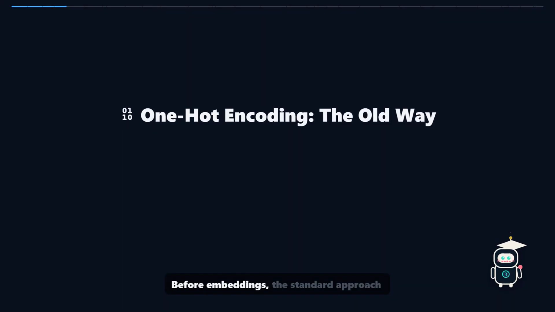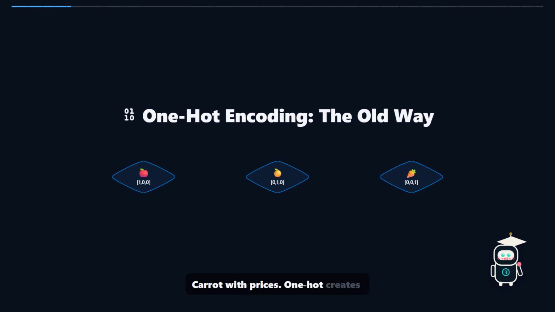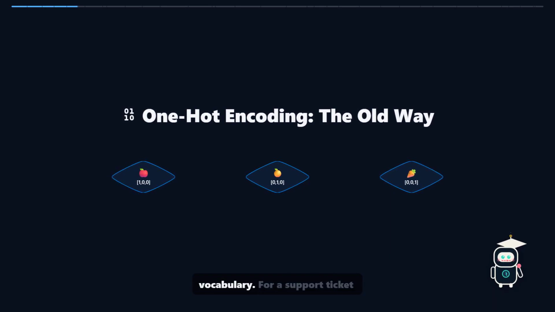Before embeddings, the standard approach was one-hot encoding. Take a tiny produce table: apple, orange, carrot with prices. One-hot creates a binary column for every possible word. Apple becomes a vector with a 1 in the first slot and zeros everywhere else. Orange gets a 1 in the second slot, carrot in the third. The vector length equals your entire vocabulary.